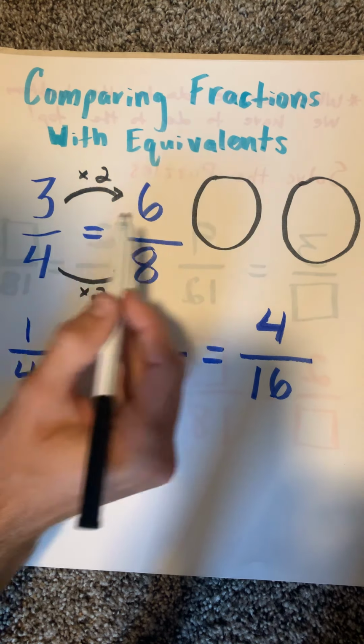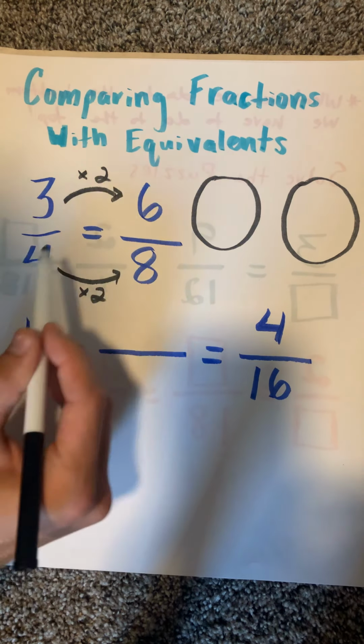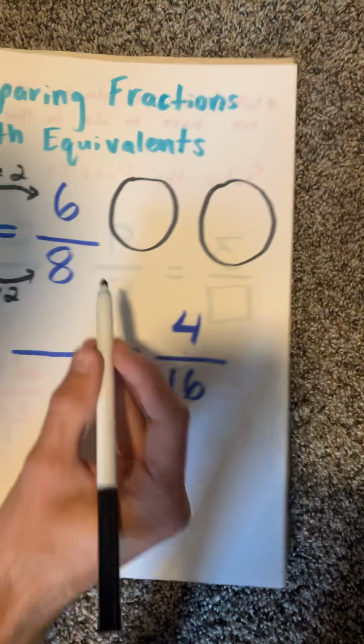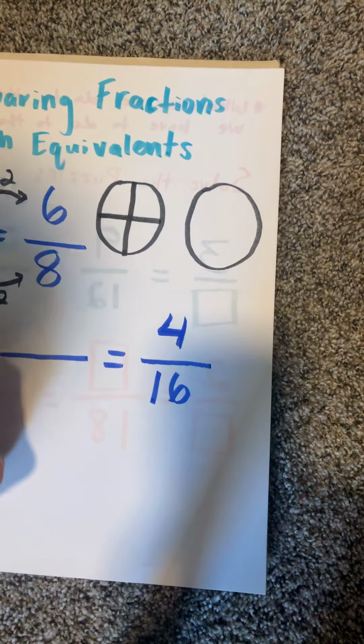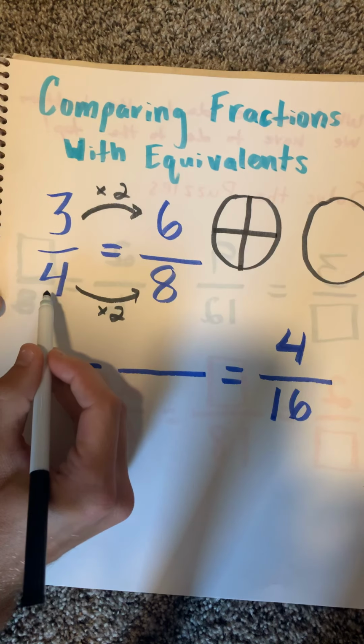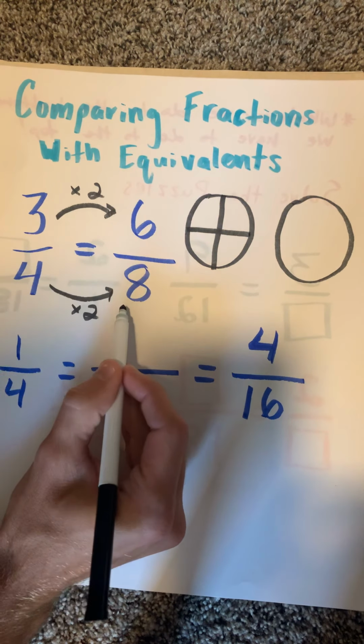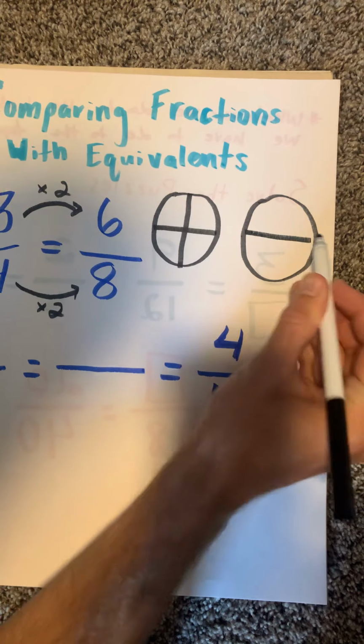Multiply 3 by 2 is 6. Multiply 4 by 2 is 8. 3/4 is equal to 6/8. Another way I can show this is I can real quickly make a little diagram. We know our denominator tells us how many parts to split it up into. So our 4 here, I'm going to split this into 4 parts. And this one, I'm going to split into 8 parts.